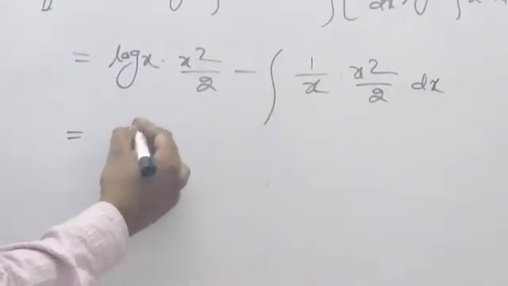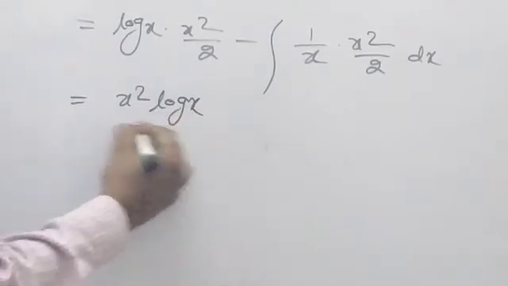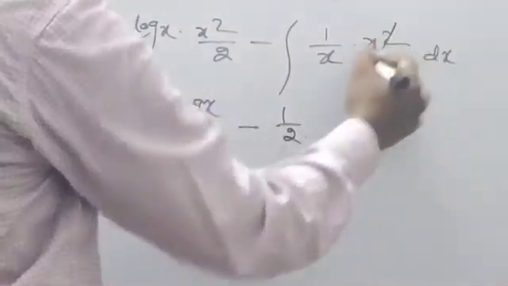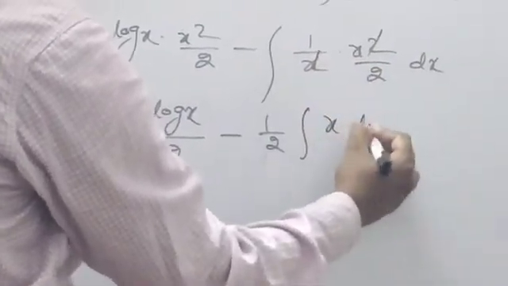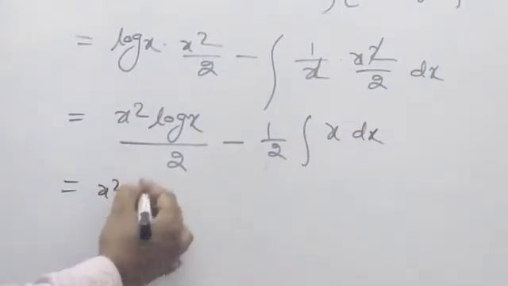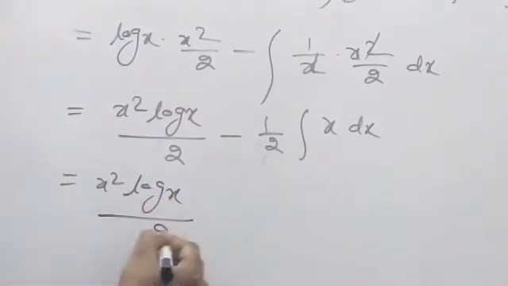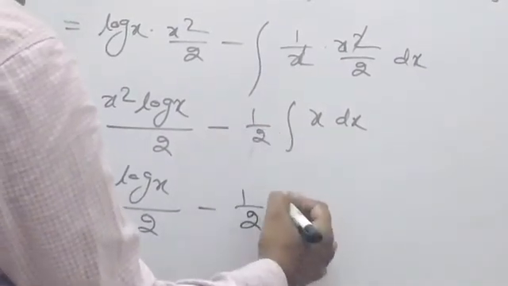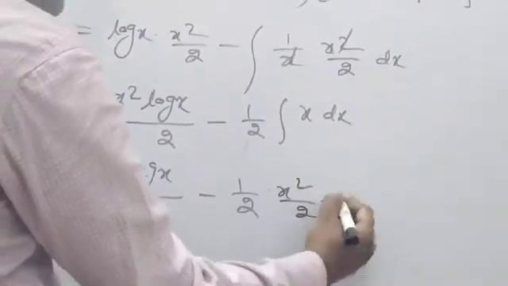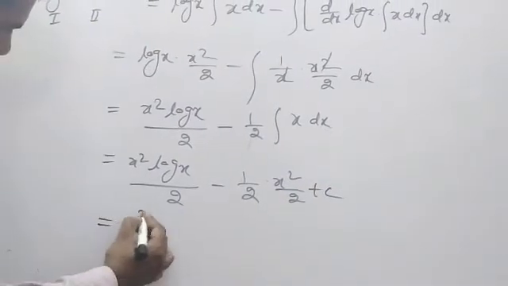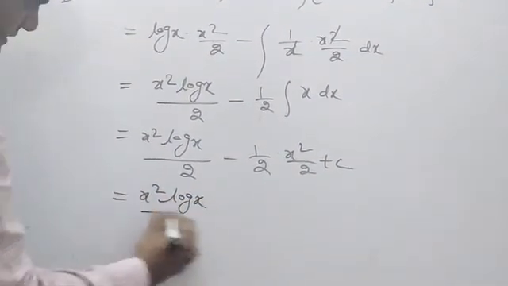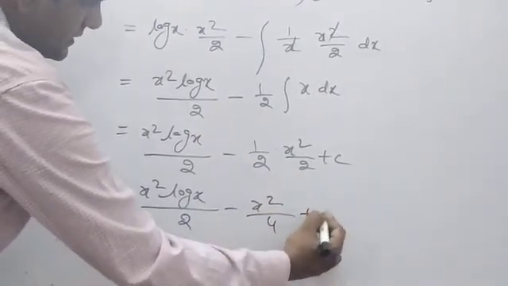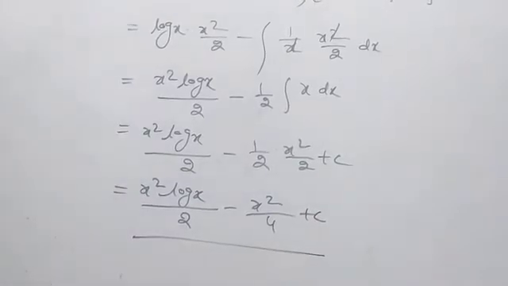Now x square log x by 2 minus 1 by 2, taken outside, x square cancelled by this x, and we get x square log x upon 2 minus 1 by 2 times the integration of x, which means x square by 2, plus c. Then x square log x upon 2 minus x square by 4 plus c. Now this is the answer. Understood? Very simple.